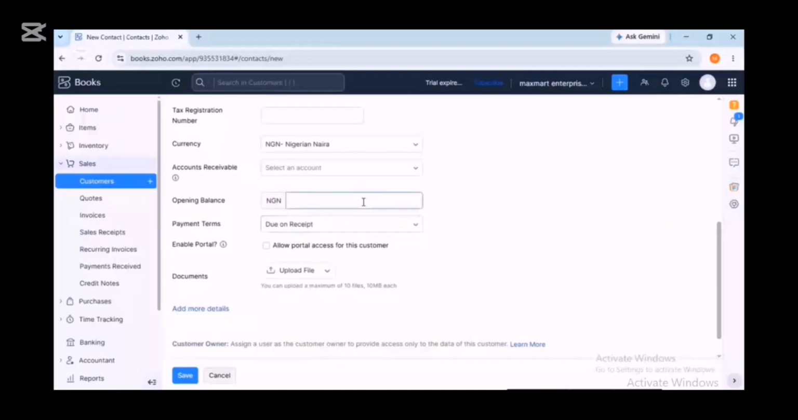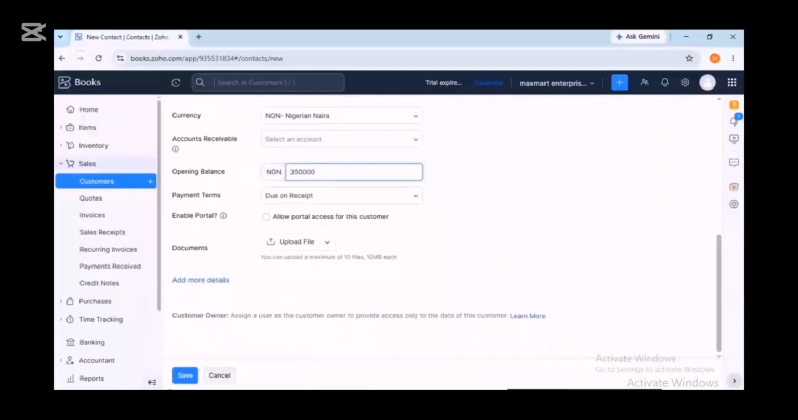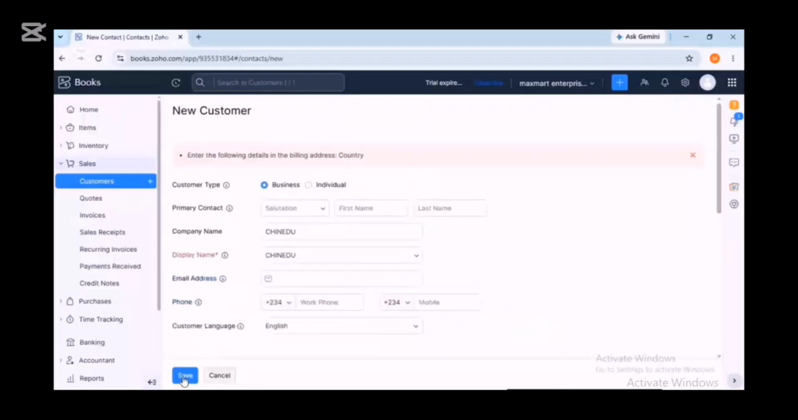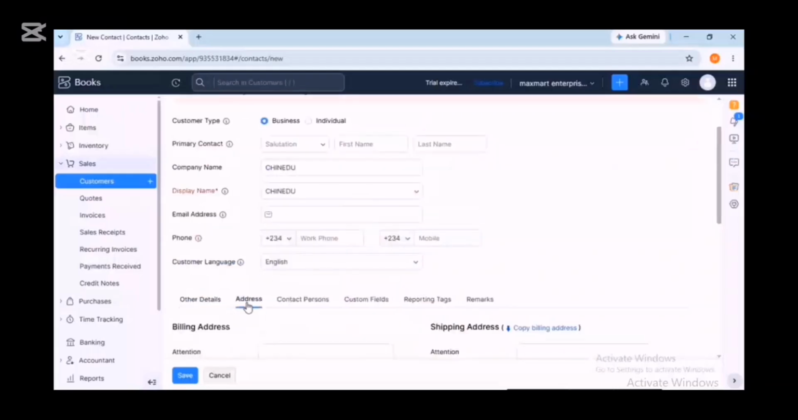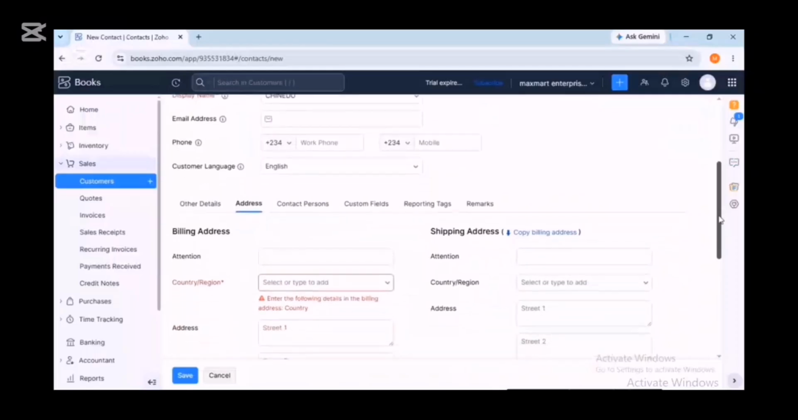So let's select his opening balances. The amount he's owing us, though he later made payment: 350,000. So that's that. Let's go down. Alright, we need to input the location of Chinedu, his region, definitely Nigeria. So I think that's that. So let's save. Done.